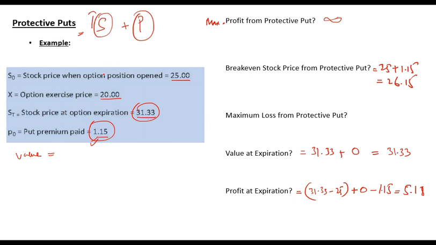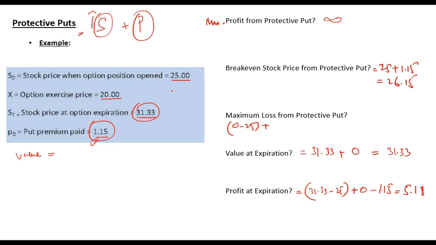And when do you have loss? You have loss when stock goes down because you are owning the stock. So if it falls, you will have a loss. And when will you have maximum loss? You will have maximum loss when stock price reduces to 0. And what will be the loss at that point? When stock price becomes 0, loss from holding the stock will be 0 minus 25, plus value of put option.